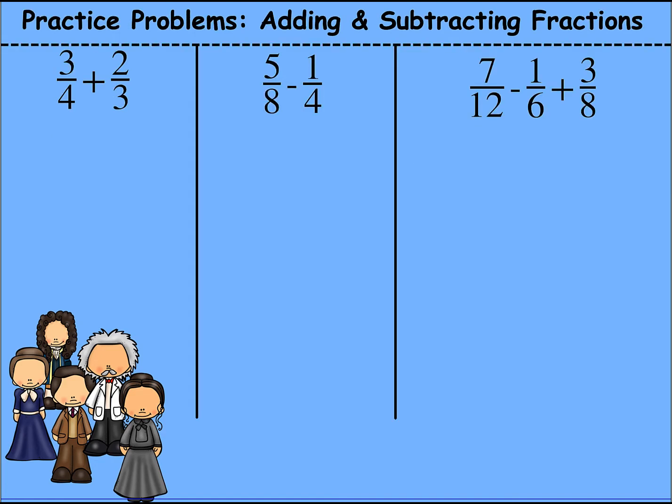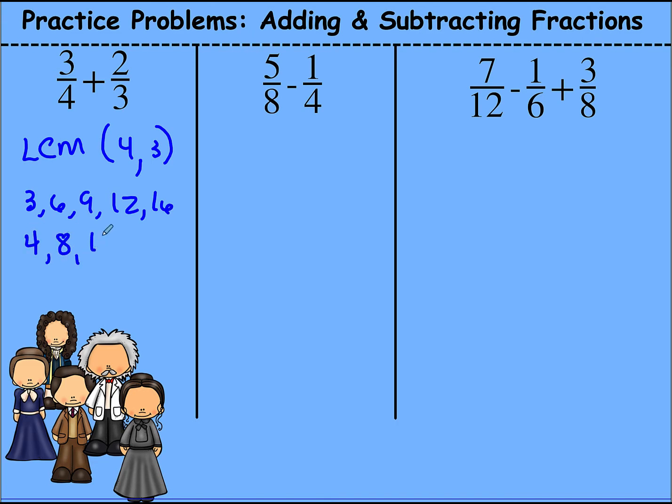Okay, now let's do some practice. On this first one, my denominators are 4 and 3. So first I'm going to find the least common multiple of 4 and 3. So 3 doesn't go into 4, so 3, 6, 9, 12, and I could keep listing, but I know from my multiplication tables that 4, 8, 12. So my least common multiple is 12. So now I'm ready to rewrite.